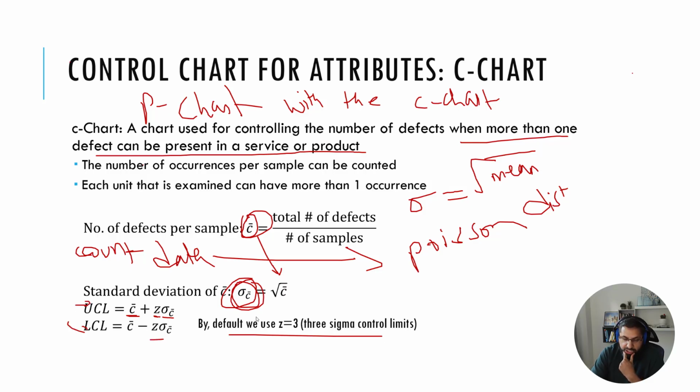Z is going to work just like in the P chart. Default is going to be 3, but the question might say use 3 sigma limits or 4 sigma limits or 2 sigma limits. 2 sigma limits means Z is 2, 4 sigma limits means Z is 4, 3 sigma limits means Z is 3. So let's look at an example that will really clarify the difference between count data and the P data, the 0, 1 data.